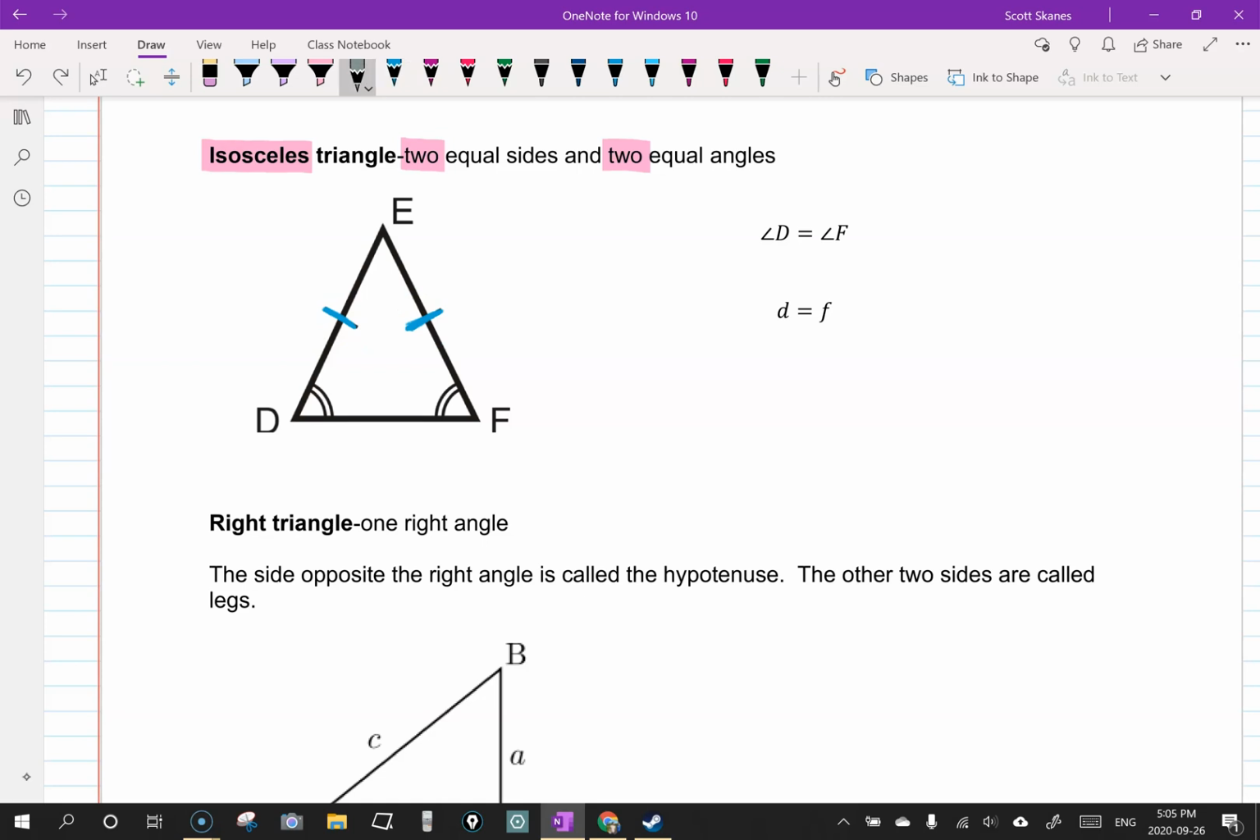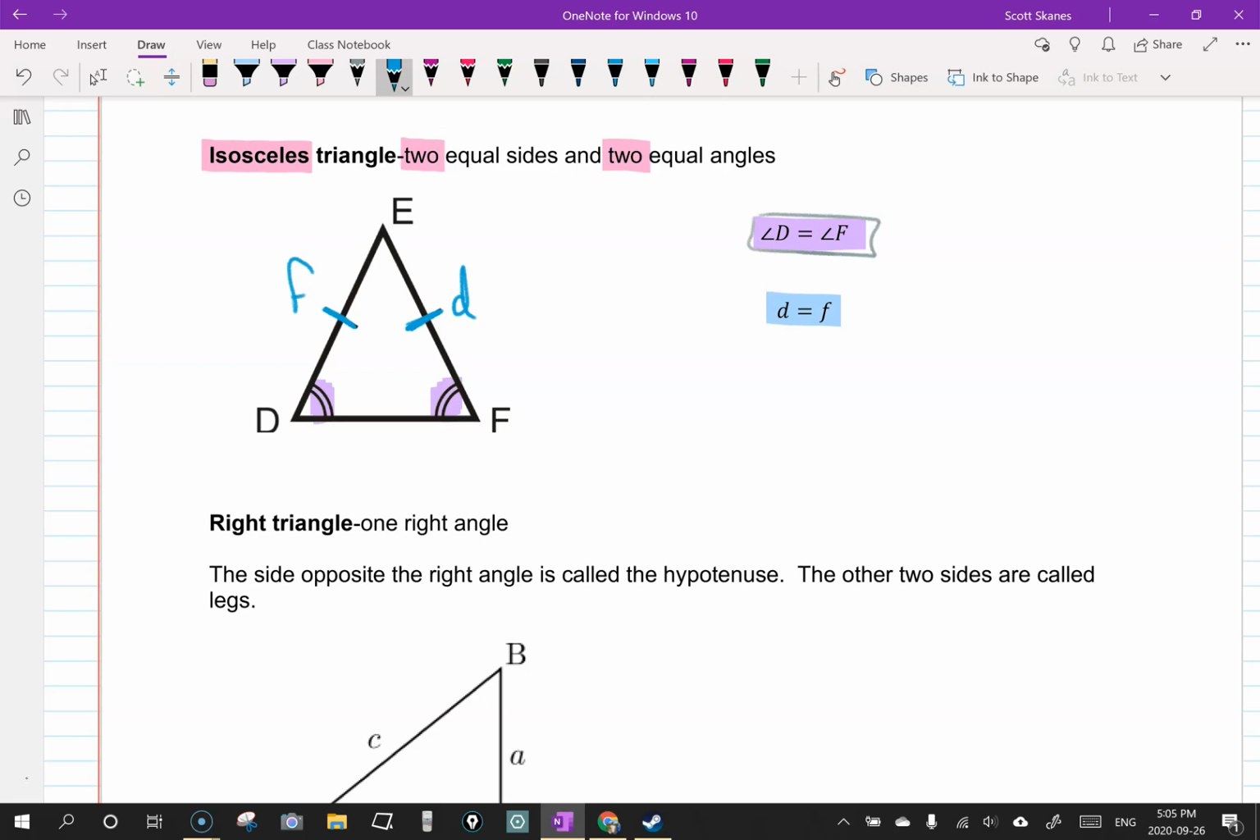And it's trying to tell us something over here. Let's look and see what it is. It says angle D is equal to angle F. That's what this little symbol here for the angle means. And then it's telling us that side D equals side F. Remember, D is across from the large capital D, and lowercase f is across from the F.